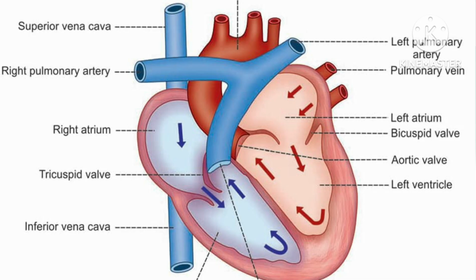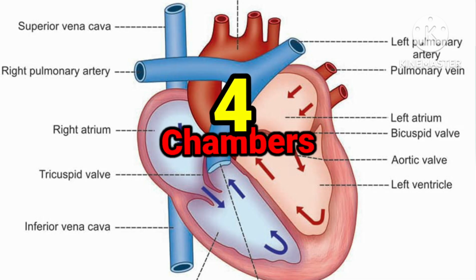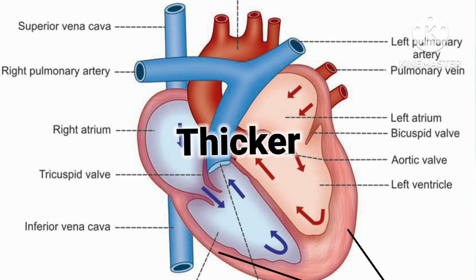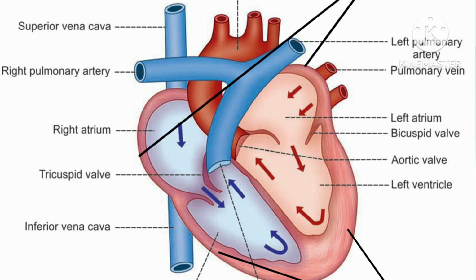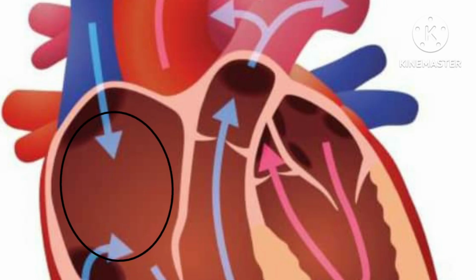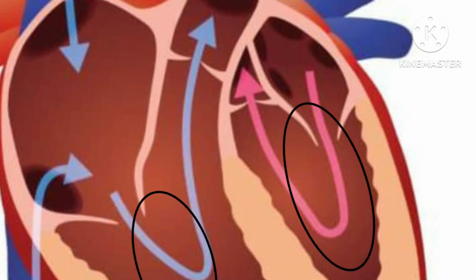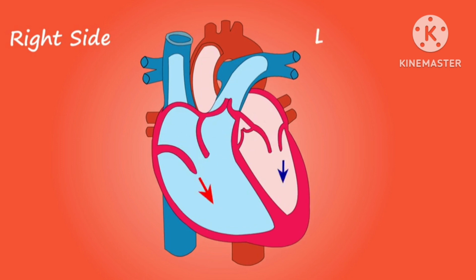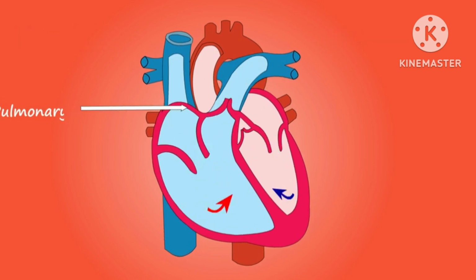Heart chambers. The human heart is made up of 4 chambers, 2 atria above and 2 ventricles below. The musculature of the ventricles is thicker than that of the atria. This is because of the differences in functions. The atria are receiving chambers, that is, they only receive blood, while the ventricles are discharging chambers, that is, they discharge or pump blood into the pulmonary and systemic circulation. Thus, the force of contraction of the heart depends on the ventricles.